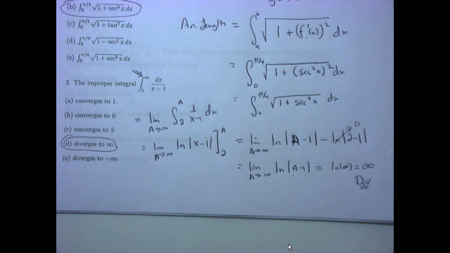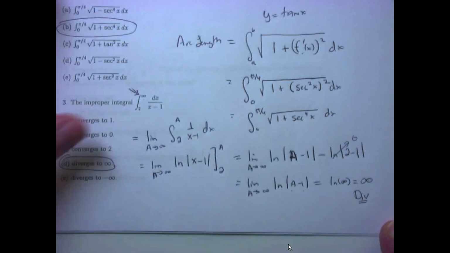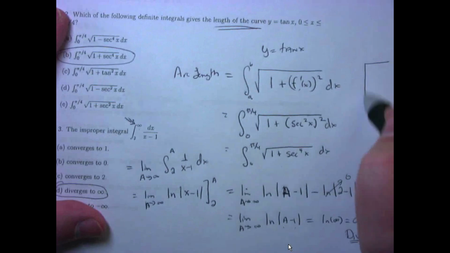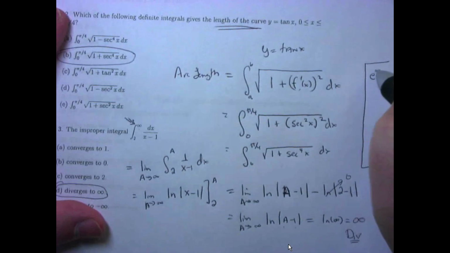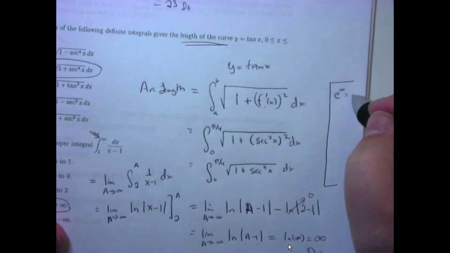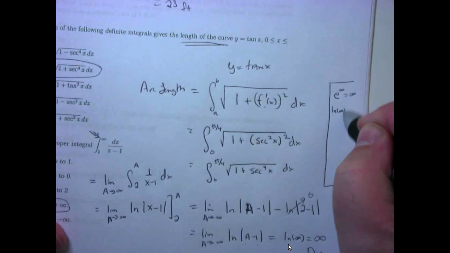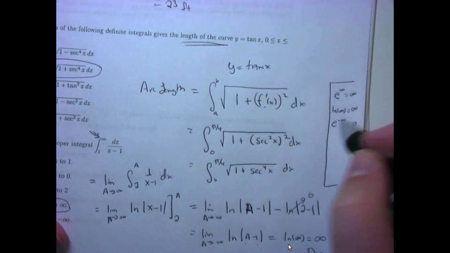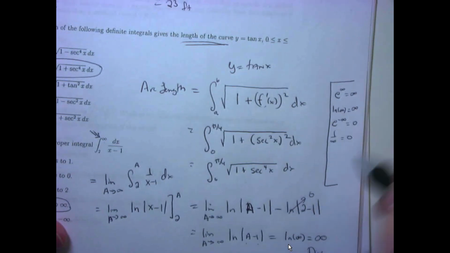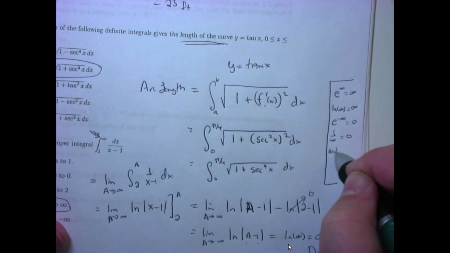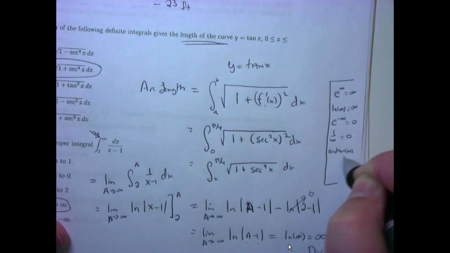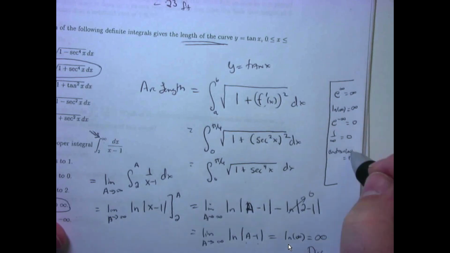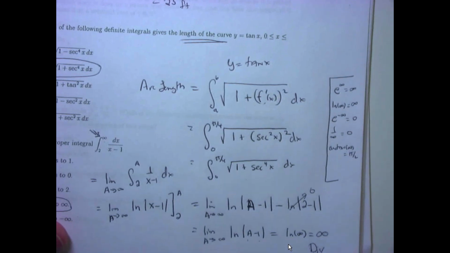Does that make sense? So let's go back over those things again in terms of things you are supposed to have memorized. What's e to the infinity? Infinity. What's the natural log of infinity? Infinity. What's e to the negative infinity? 0. 1 over infinity? 0. What's another one? What's the arctangent of infinity? Pi over 2. Arctangent of infinity is pi over 2.